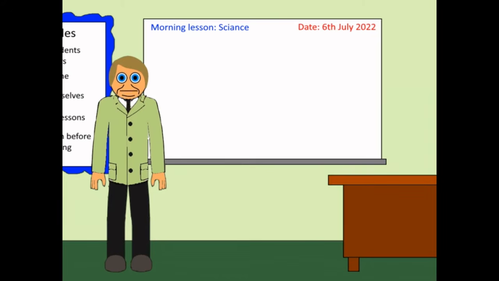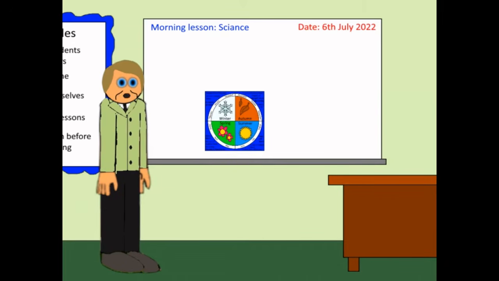Good morning, class. My name is Professor Witt. And today for science lessons, we're going to be learning about seasons of the year. Seasons are 4 divisions of the year based on temperature of weather conditions, how trees and bushes behave, and how long the sun's up for. The 4 seasons are called spring, summer, autumn, and winter.